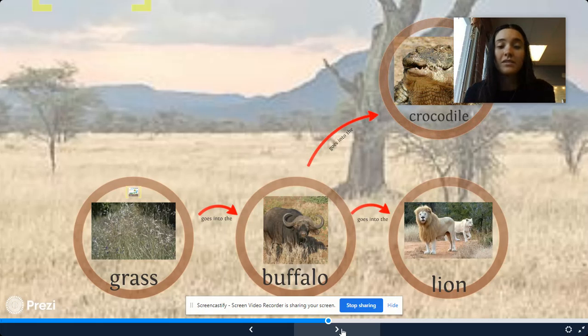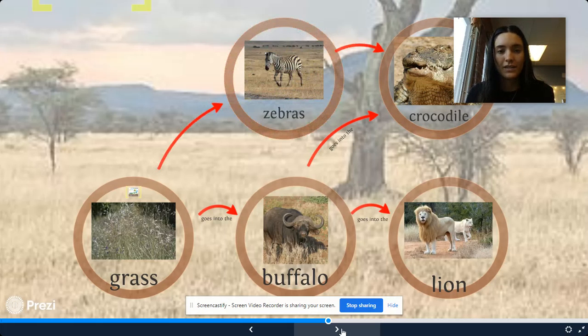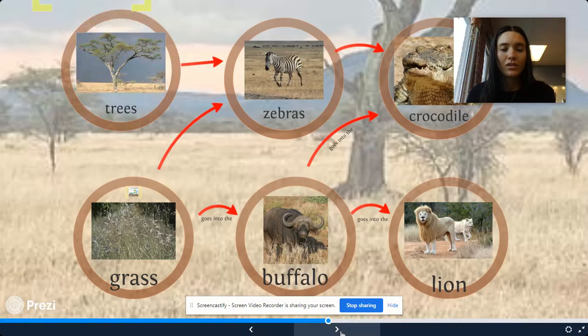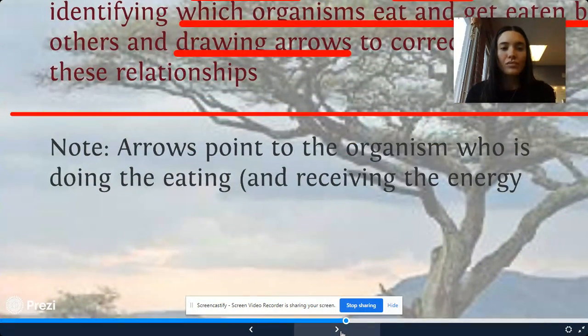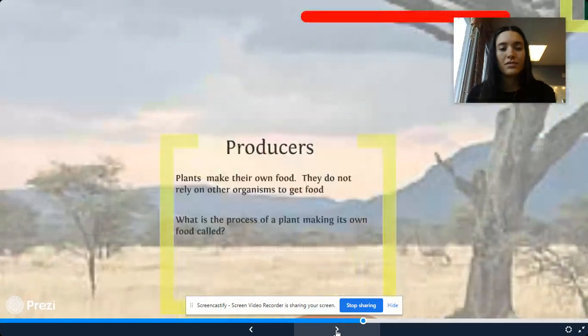So the buffalo can also go into the mouth of the crocodile. The grass can also go into the mouth of the zebra, and the zebra can also go into the mouth of the crocodile. So when we have a more complex food chain, arrows point to the organism who is doing the eating and receiving the energy. So something's going into that other one's mouth.